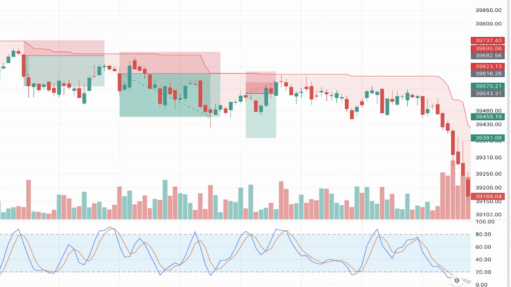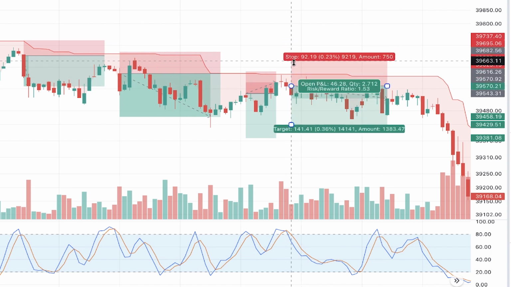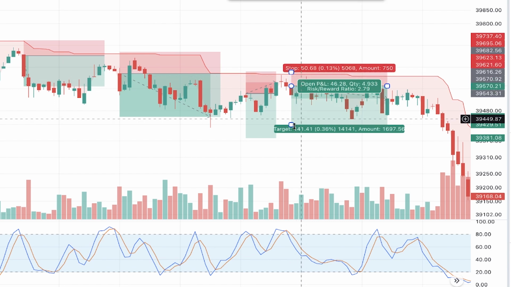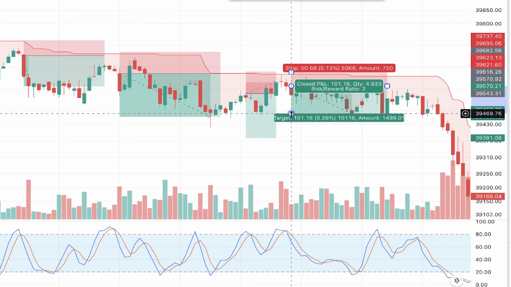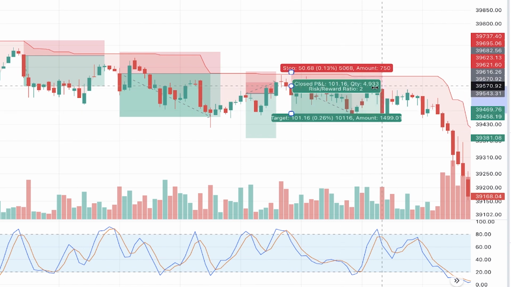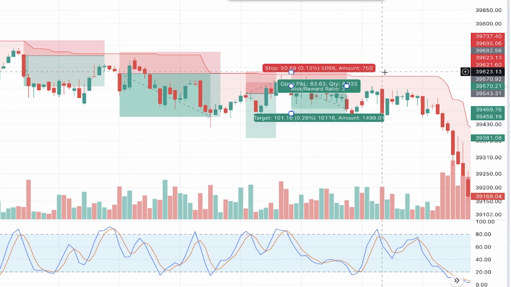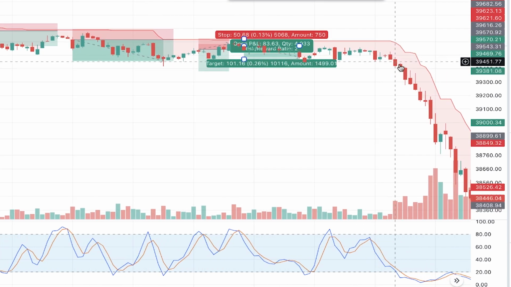So we can open another short position starting from this candle, the stop loss here, and this is our profit target. And another one could be here at this point. And this downside move is continuing, as you can see.